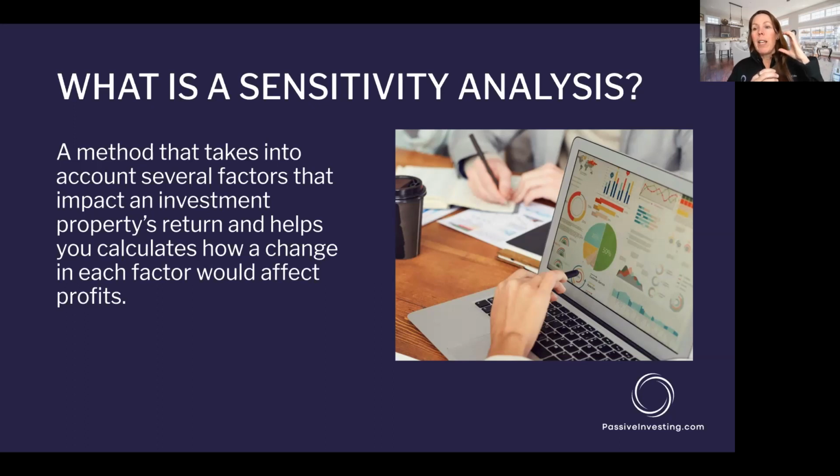Can it work in multiple market environments? Will we make money in multiple market environments? Okay, and that's where the sensitivity analysis comes in. All right, so sensitivity analysis is just a method that takes into account several factors that impact the property's returns and helps you calculate a change in each factor that would affect profits.